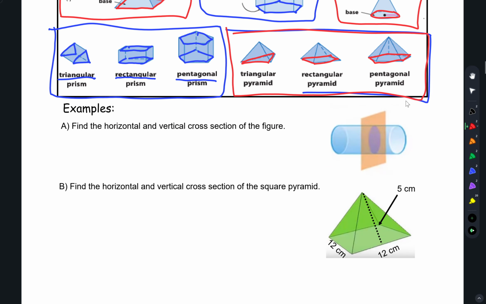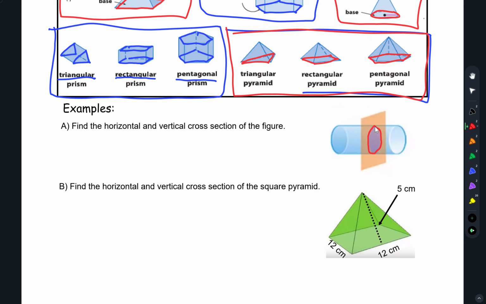So again, we're thinking like Fruit Ninja. I'm cutting these shapes. I can cut them horizontally, I can cut them vertically, I could cut them diagonally. We might also see some other vocab used. So for letter A, it says find the horizontal and vertical cross-section of the figure. The one that's already drawn for me is the vertical cross-section, so I'm going to outline this shape in here.